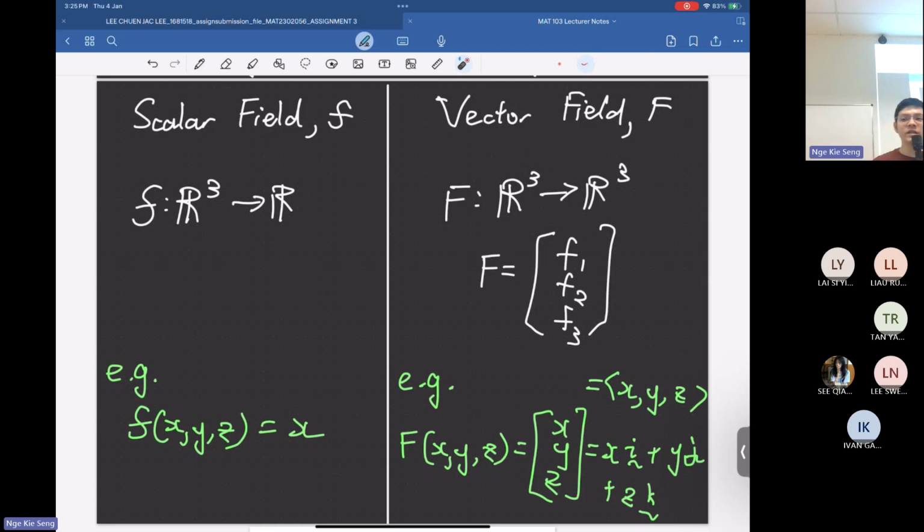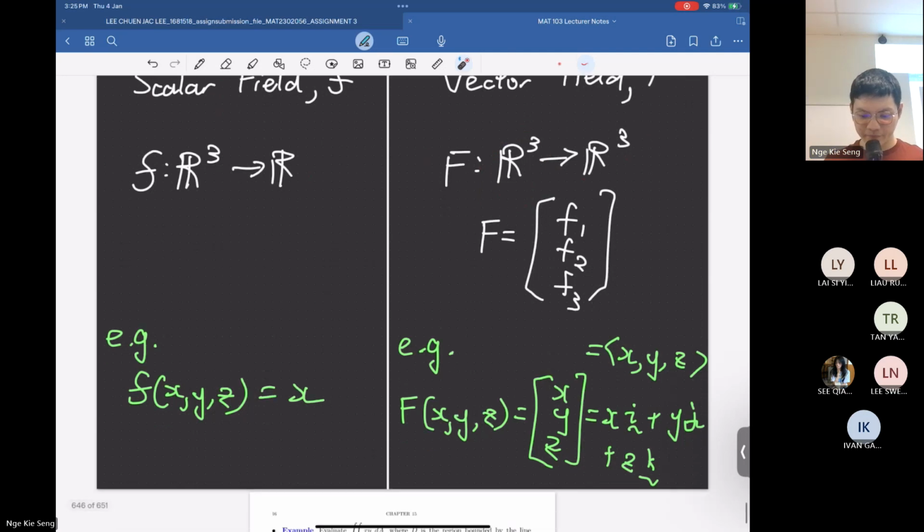So field, why is it field? Because our point is like, you can imagine that you are running on the football field, right? The point on the football field. Okay. In a plane, in a field, because this is a physics term, so they imagine it like that.